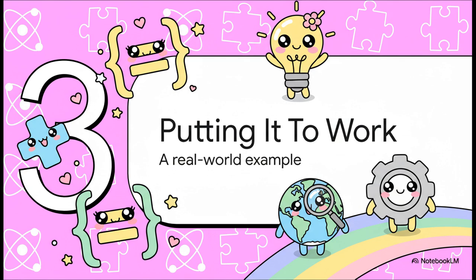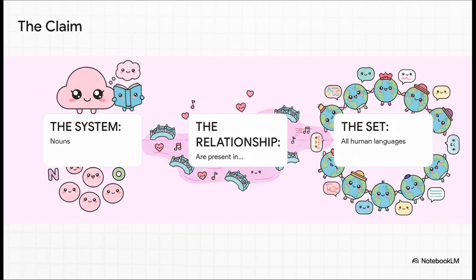So let's make this real. Let's use a simple real-world example. This is where you'll see just how powerful this little formula really is. Okay, take this claim. Nouns are a universal feature of human languages. Let's plug it into our formula. What's the system? It's nouns. What's the relationship? It's are present in. And what's the set? All human languages. Boom. Suddenly, it's not some vague idea anymore. It's a concrete, testable statement.